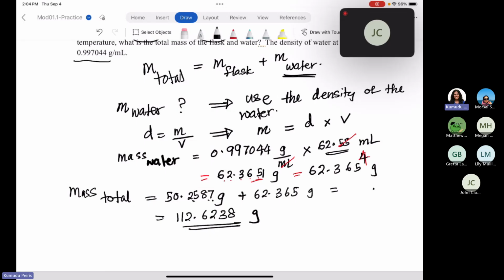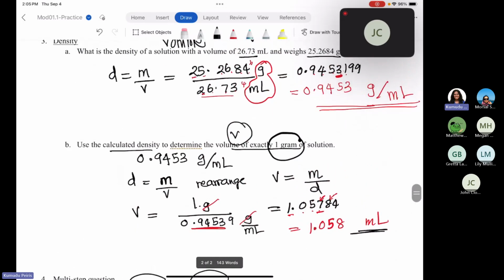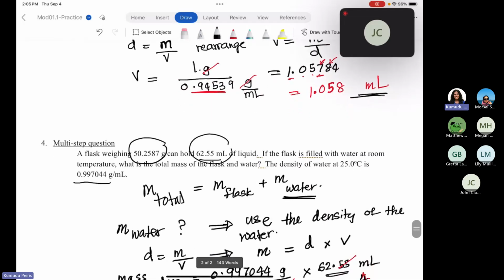So keep that in mind. Carefully look at the significant figure rules when you're doing these mathematical operations. Do you have any questions?